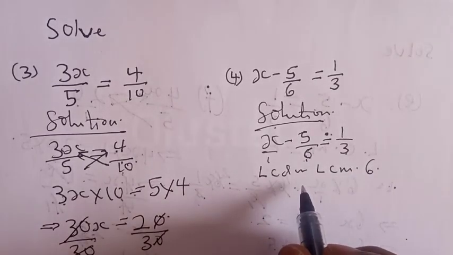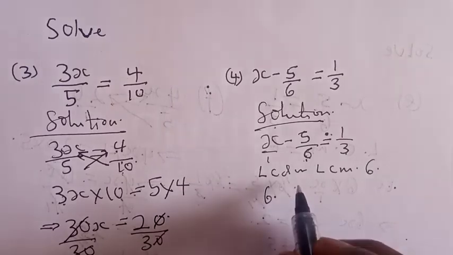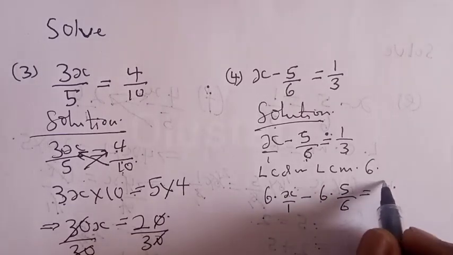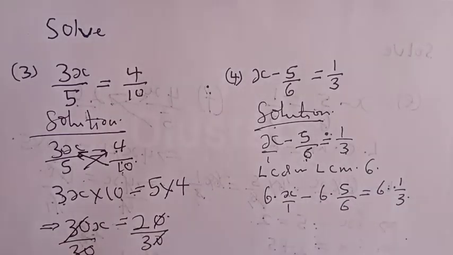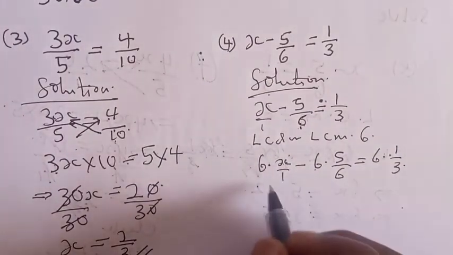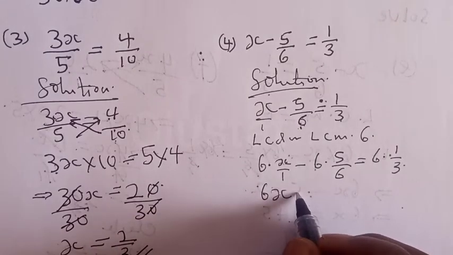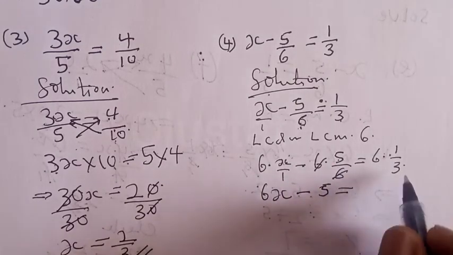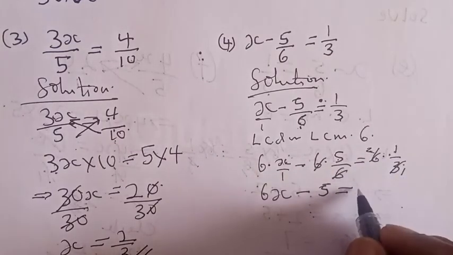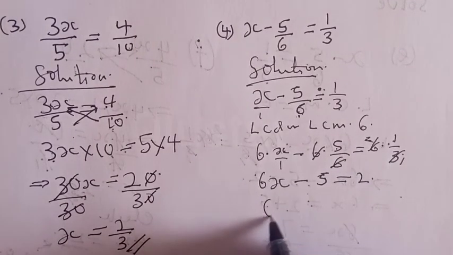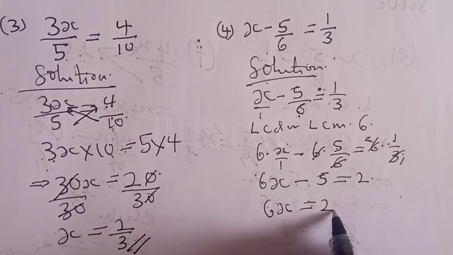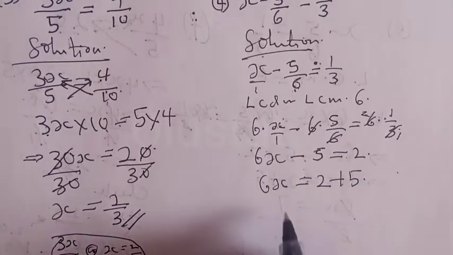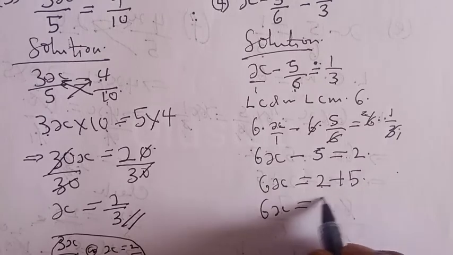Now, what do we do? We multiply the LCM by both sides of the equation. That is 6 multiplied by x over 1 minus 6 multiplied by 5 over 6 equal to 6 multiplied by 1 over 3. Now, very, very simple. Then 6 times this, we have 6x minus, this one will cancel this, we are left with minus 5, is equal to 3 here, 1; 3 here, 2, 2 times 1, 2. Then we have 6x will be equal to 2. If this minus 5 crosses to the other side, it will become plus 5. Therefore, we have 6x is equal to 2 plus 5, 7.